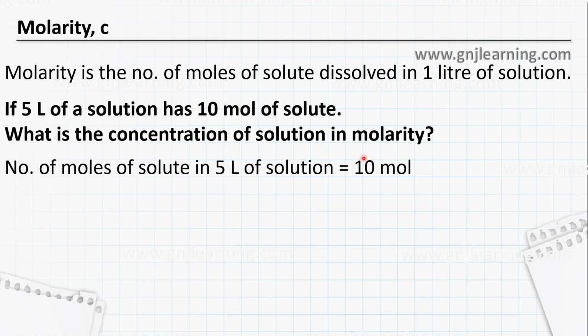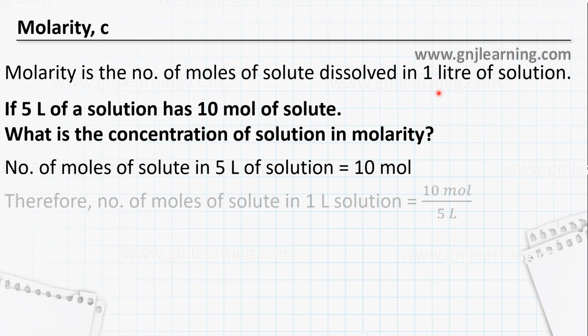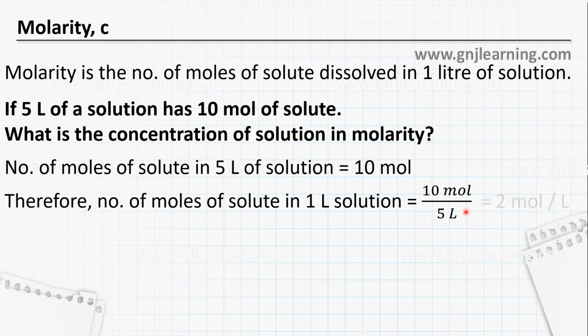So in order to get that number of moles in 1 liter, number of moles of solute in 1 liter solution is equal to total number of moles in the solution divided by the total volume of the solution, that is 5 liters. Then you will get number of moles in 1 liter, 2 mole per liter. That is called molarity. So what is the molarity of this solution? Molarity of this solution is 2 mole per liter. A liter of this solution has 2 moles. That's what we call molarity.